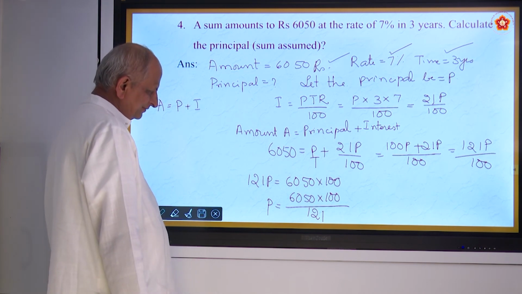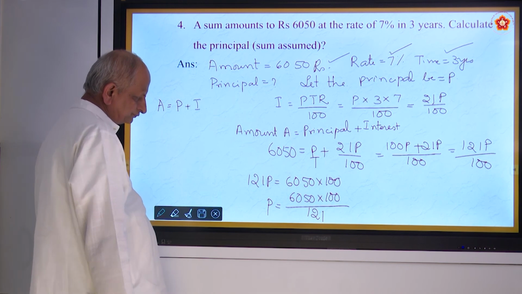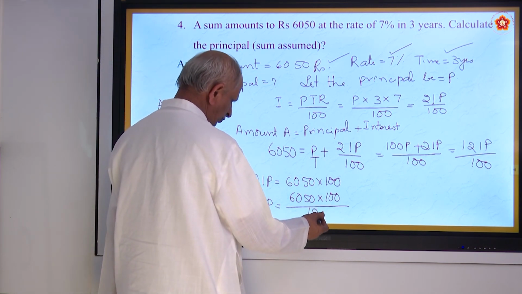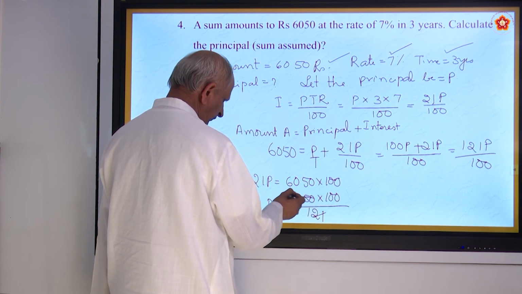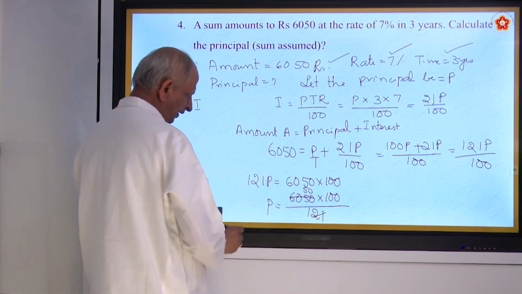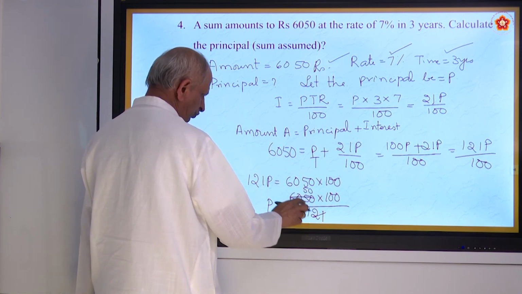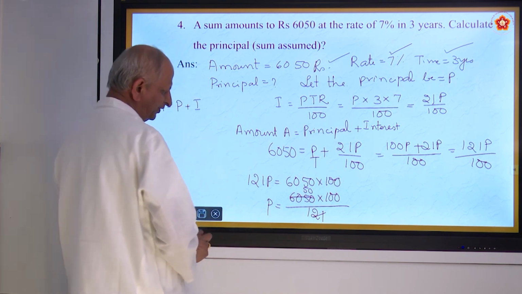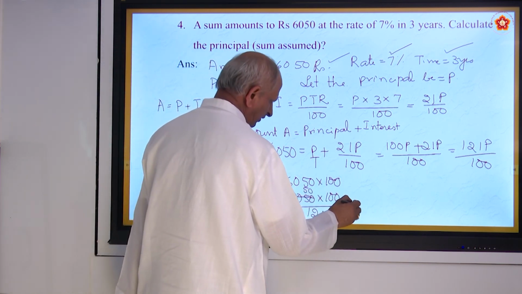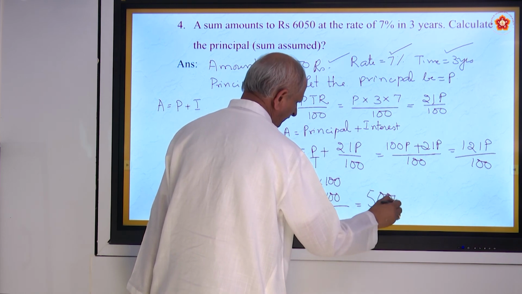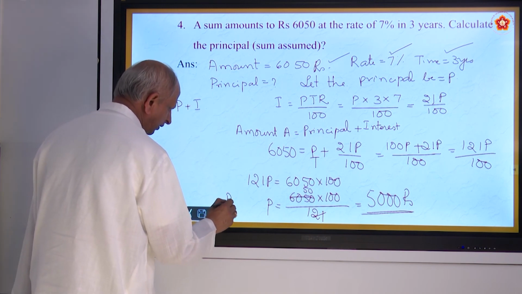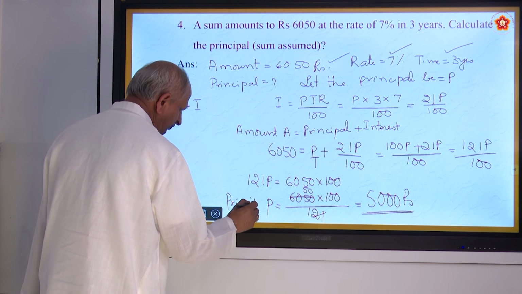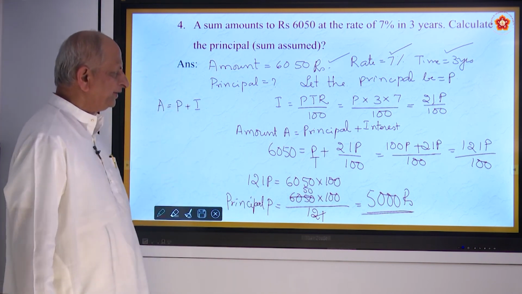Can you guess the answer? So 121 cancels, suppose you say 5 times. So 1 time 5 times, right? 5 1s are 5, 5 2s are 10, 5 1s are 5 plus 1, 6. So a beautiful answer you get. How much? 5,000 rupees. What is that you found out? Principal, also called as sum assured, is equal to 5,000 rupees.